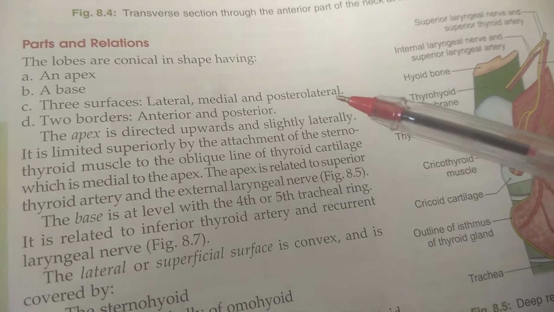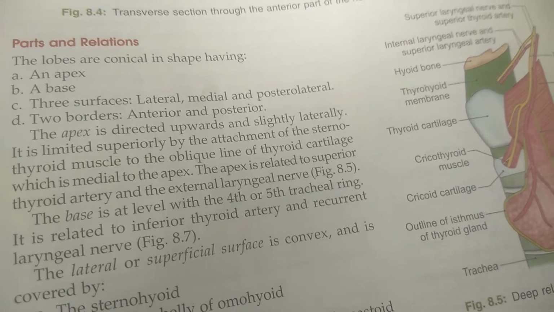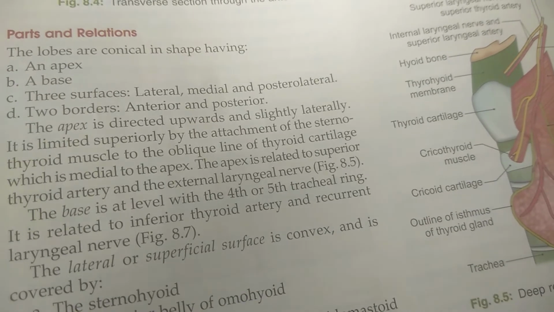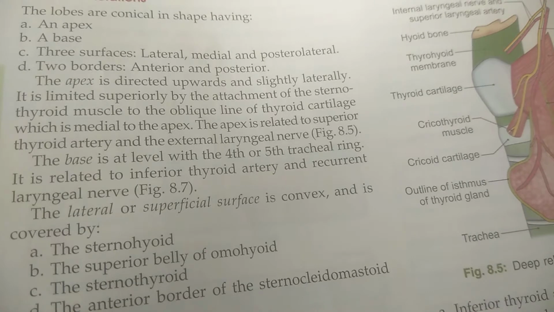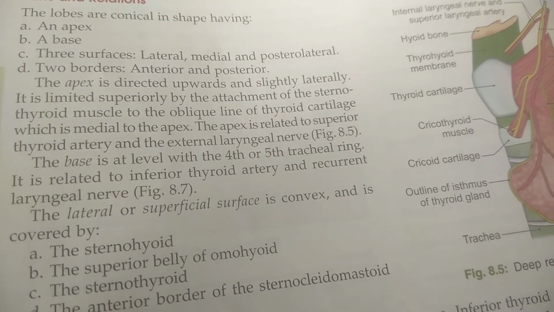It is directed upwards and slightly laterally, first of all, because the lobes are conical in shape, so it has an apex and a base. So the direction of the apex is upwards and slightly laterally. Now what is the relationship of the apex? The apex is related to the superior thyroid artery. You can see this figure. This is the apex, this is the superior thyroid artery, and this is the external laryngeal nerve.